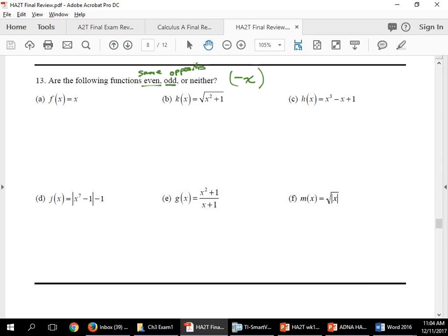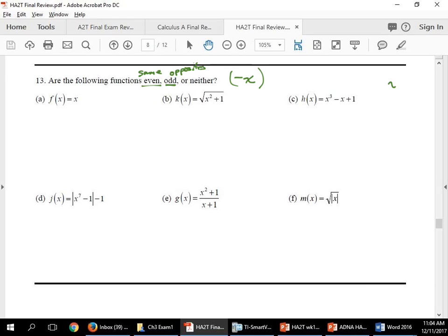Now, if we want to talk about symmetry, the negative x test does help find symmetry about the y-axis and symmetry about the origin. It does not help us with symmetry about the x-axis, in which case you have to do something different. I guess since I'm talking about symmetry, let's go ahead and talk about it.